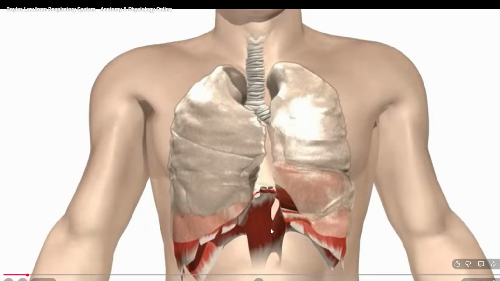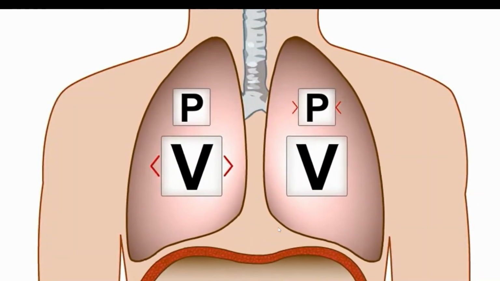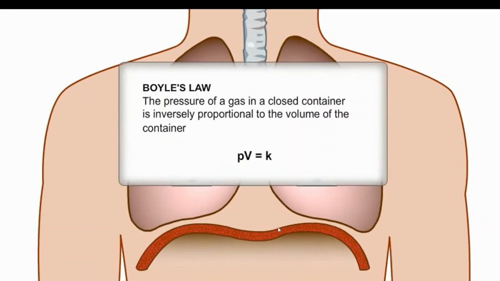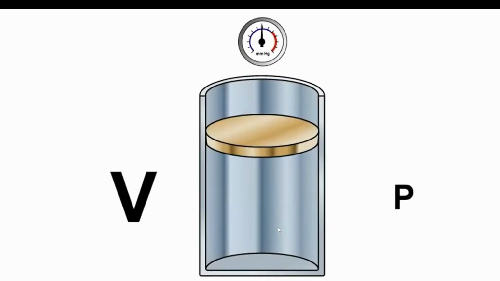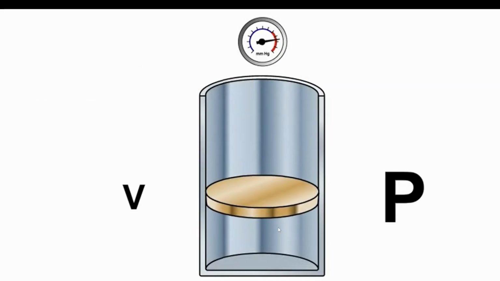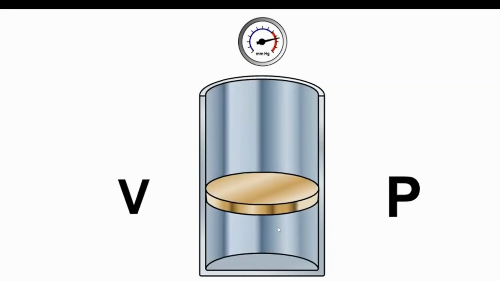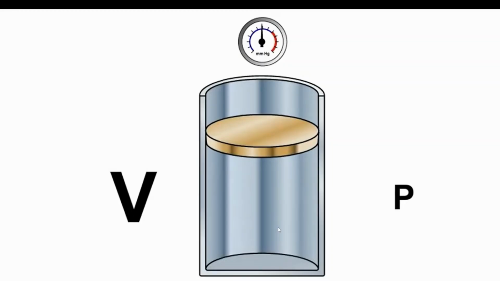In order to understand the mechanisms of breathing, it's important to understand the relationship between pressure and volume. This is explained through Boyle's law, which states that the pressure of a gas in a closed container is inversely proportional to the volume of the container. What do we mean by this? If the size of the closed container is decreased, the pressure of the gas inside the container increases, and if the size of the container increases, the pressure of the gas inside the container decreases.